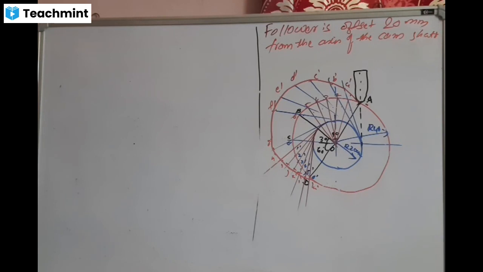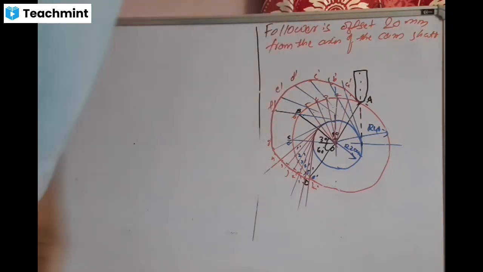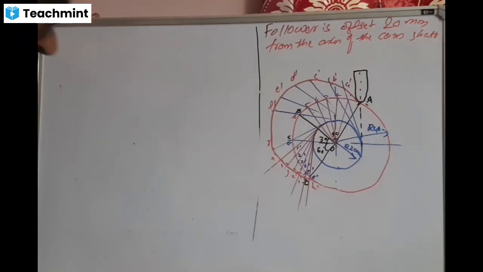50 mm, rotating clockwise at a uniform speed, is required to give a knife edge follower the motion as described below.